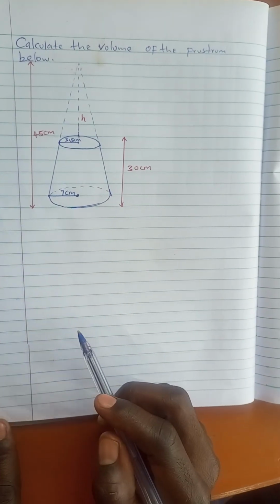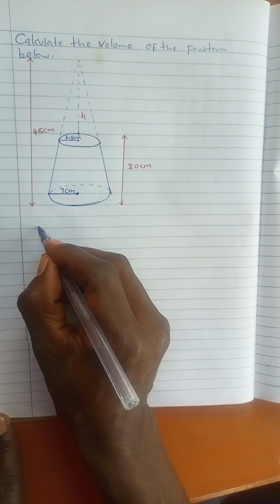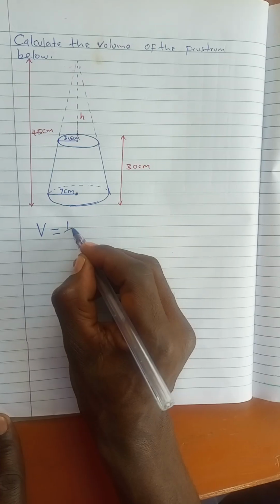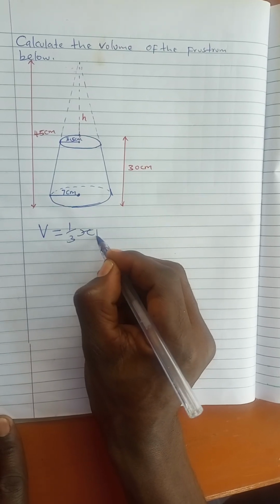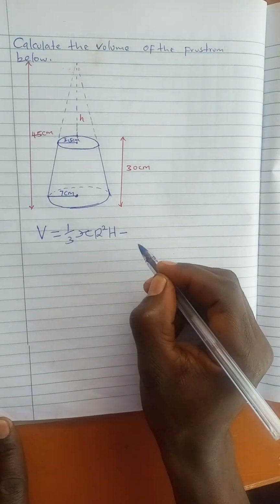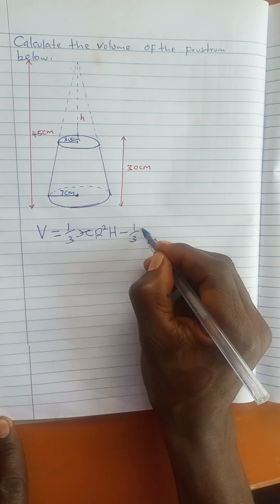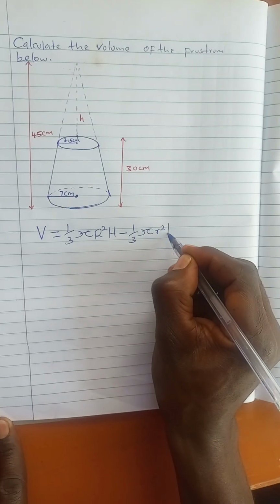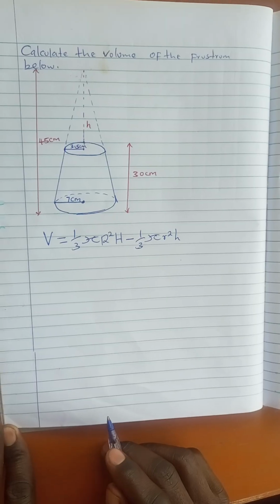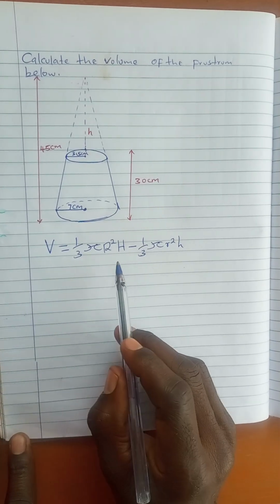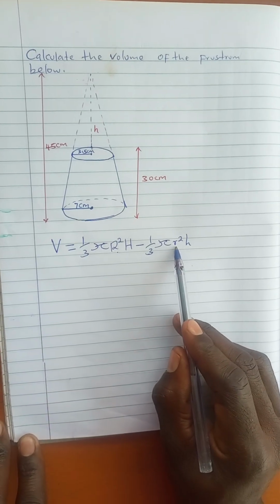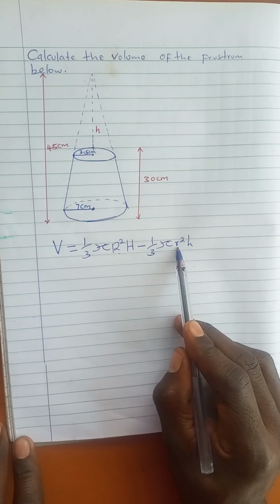Now, for us to calculate the volume of a frustum, we write the formula. Volume of a frustum is equal to a third pi R squared H minus a third pi r squared h. As you see in that formula, there is a difference in the length of the radii: the capital R is the bigger radius, and the small r is the small radius.